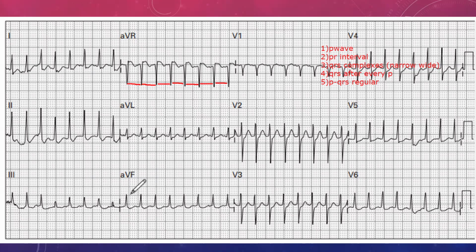Now, it doesn't differ by much. We're just talking about milliseconds. We're not even talking about seconds.